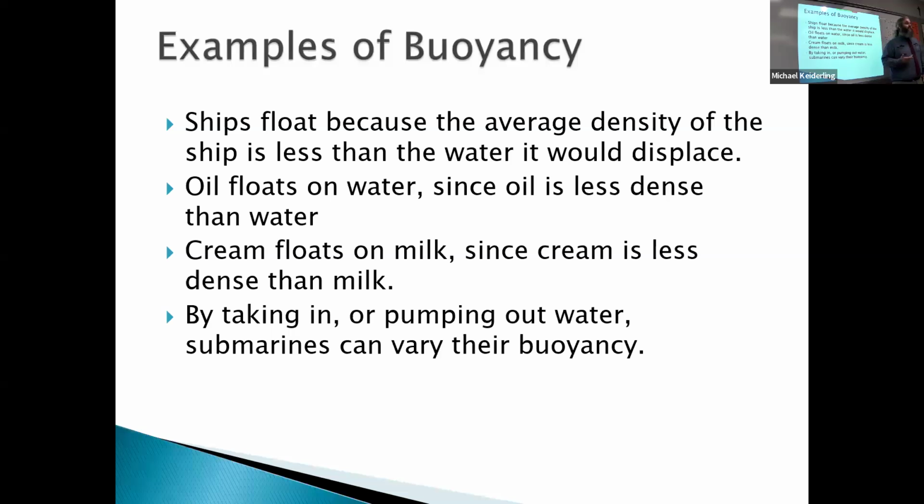And by taking in or pumping out water, ships and submarines and such can adjust their buoyancy. So submarines use this to go up and down or stay at the same level by adjusting their buoyancy. They use tanks where they pump in and pump out water.